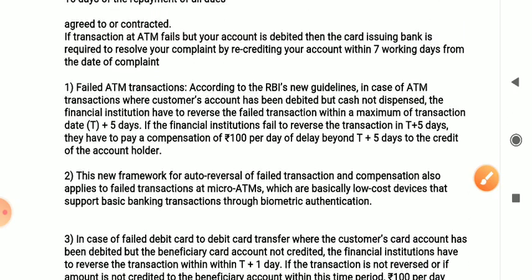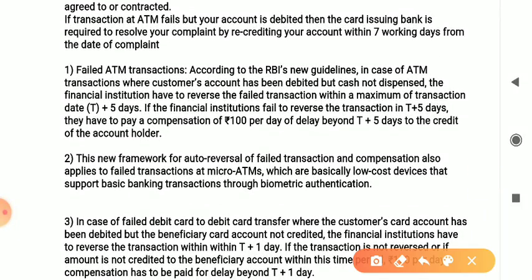सो इसके बारे में और कुछ देख लेते हैं मोर. Failed transactions. According to RBI new guideline, in case of ATM transaction, the customer's account has been debited but cash has not been dispensed. आपके अकाउंट से पैसा कट जाता है पर आपको ATM से कैश नहीं मिला है.